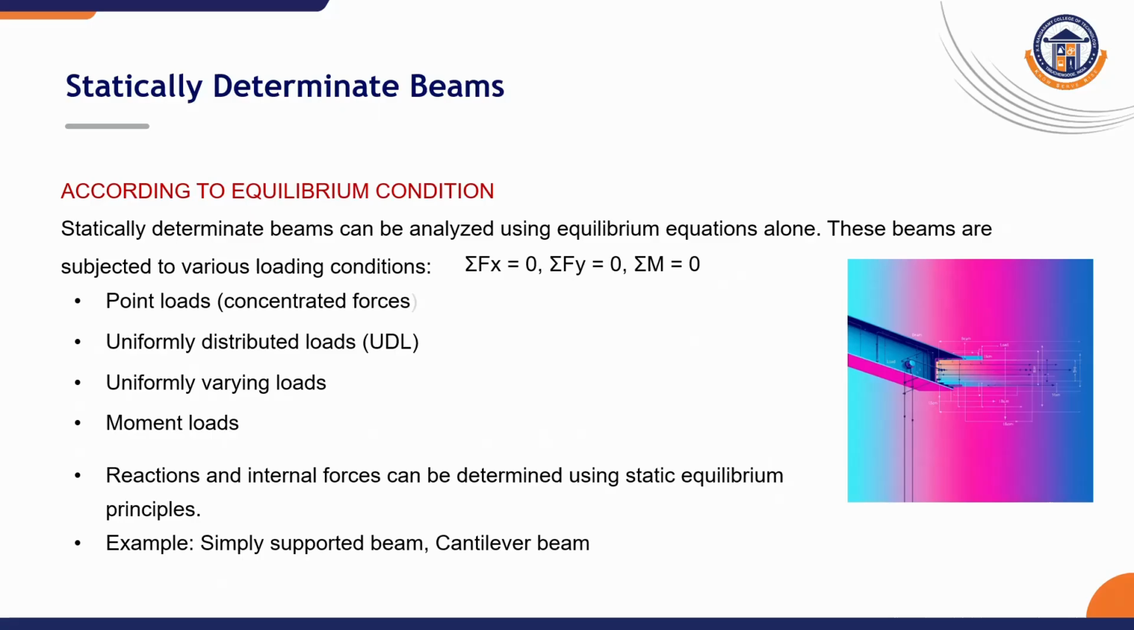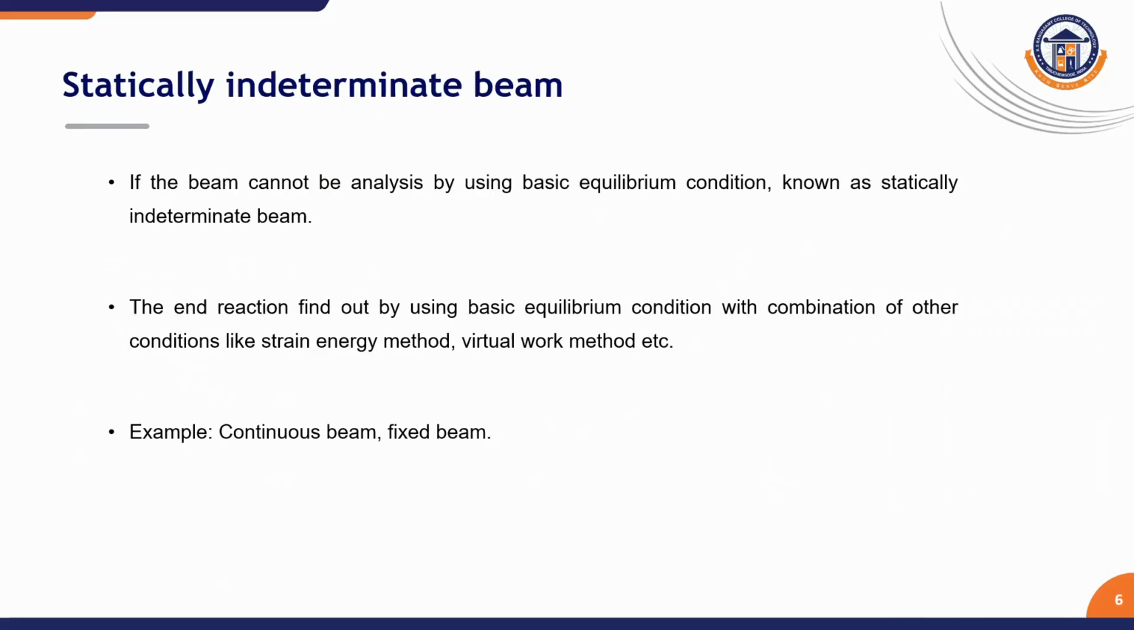Next, statically indeterminate beams. When equilibrium equations alone are not sufficient, the beam is called a statically indeterminate beam. In such cases, we need additional methods such as the strain energy method and the virtual work method. Examples include fixed beams and continuous beams. These beams are more complex but provide better structural performance.